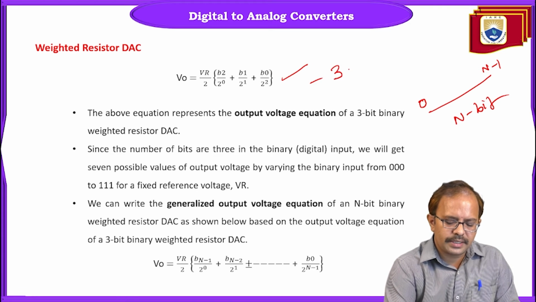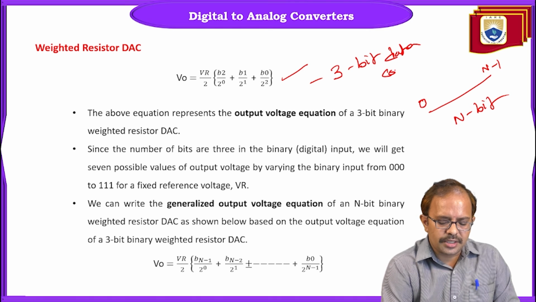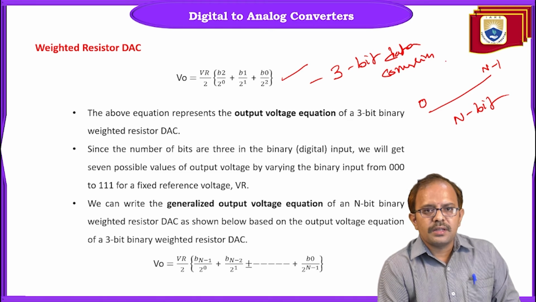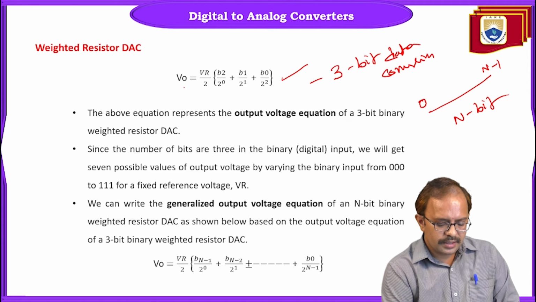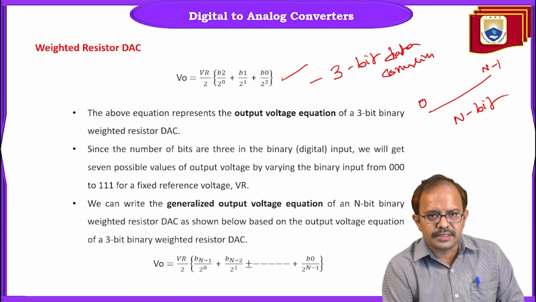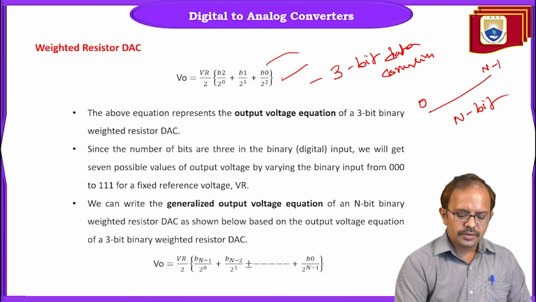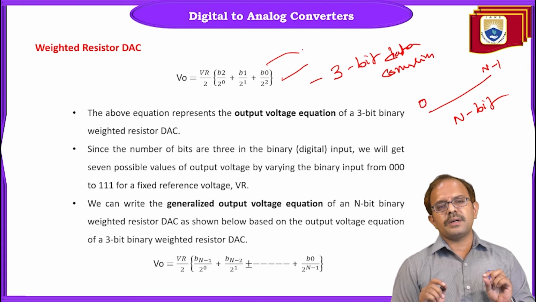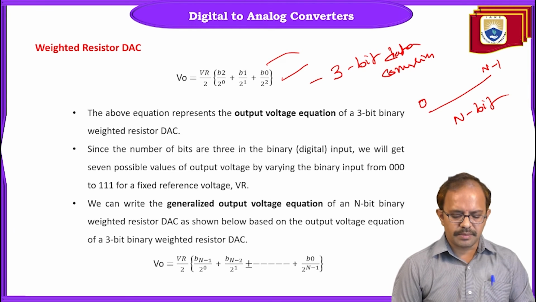This is for 3-bit data conversion, right? That leads to produce the corresponding output voltage of V0. So if we want to generalize it, it is going to be very simple. So what is B0? We need to remember the bit positions, which is LSB and which is MSB.